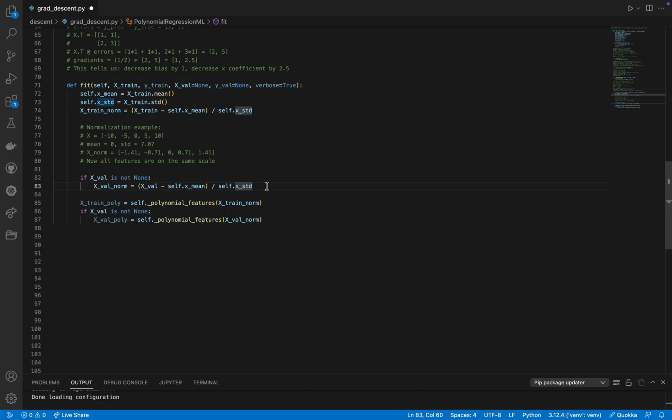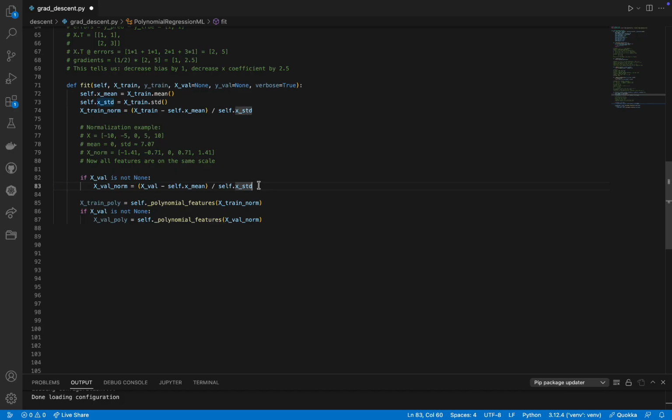So if you normalize validation data using its own statistics, that's called data leakage. You're peeking at information you shouldn't have access to during training. So the correct way is to always use the training statistics for any normalization. So the validation and test data get normalized using self.x_mean and self.x_std, which came from the training data only.